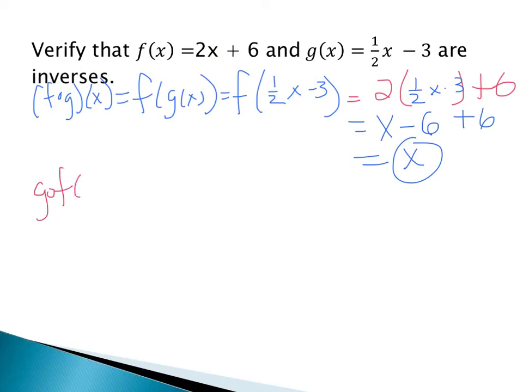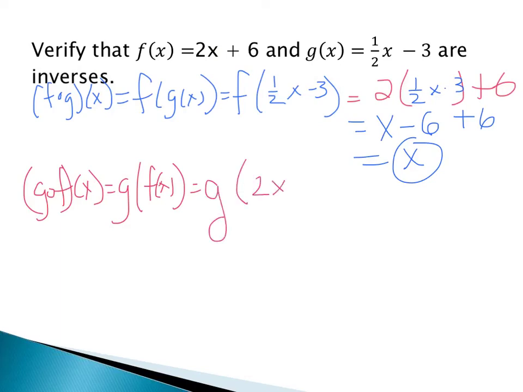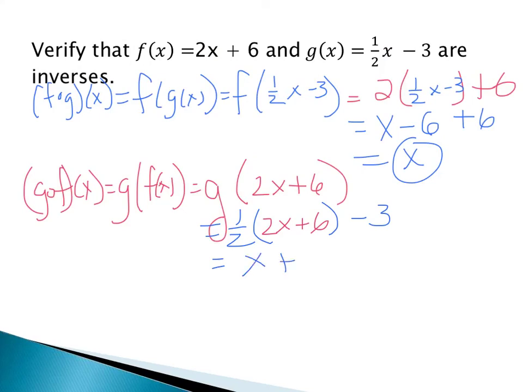Let's see if that happens the other way. G composed of f of x. G of f of x. Now let's put the function f inside there, 2x plus 6. Now we're going to substitute this into the x value of g. So let's leave a spot. 1/2, whatever we're substituting in for x. And when we do that, 2x plus 6. Let's see what we get. 1/2 times 2x is x. 1/2 times 6 is 3. Minus 3, and you get x.